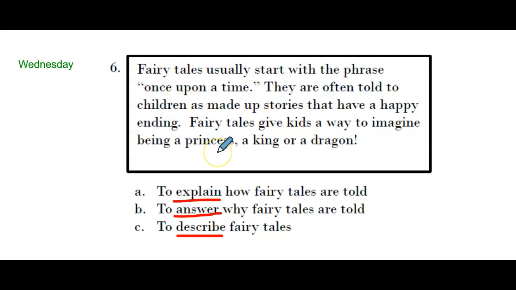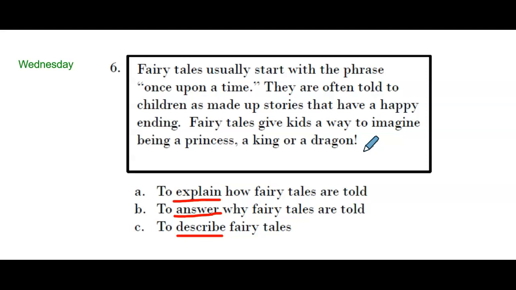Can you read the passage with me again? Here we go. Fairy tales usually start with the phrase, "Once upon a time." They are often told to children as made-up stories that have a happy ending. Fairy tales give kids a way to imagine being a princess, a king, or a dragon. Great reading, boys and girls.